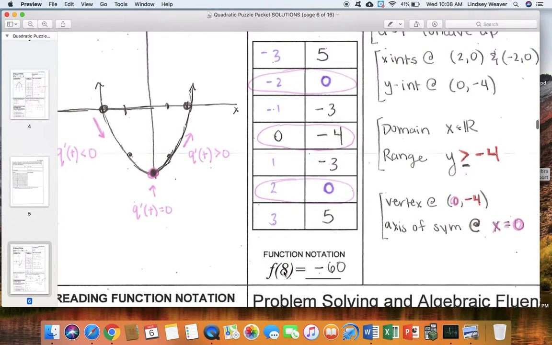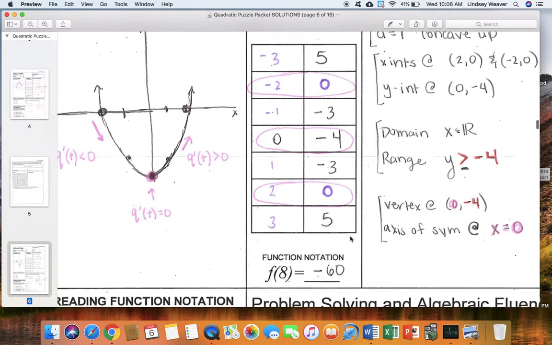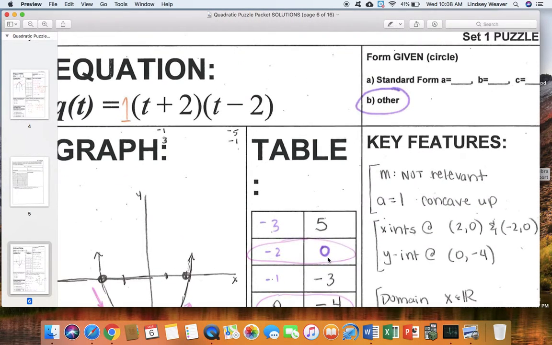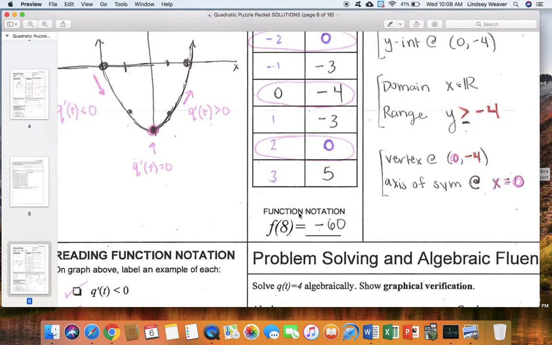Reading function notation, you're given an x value of 8. 8 plus 2 is 10. 8 minus 2 is 6. 10 times 6 is 60, and that should be positive 60.